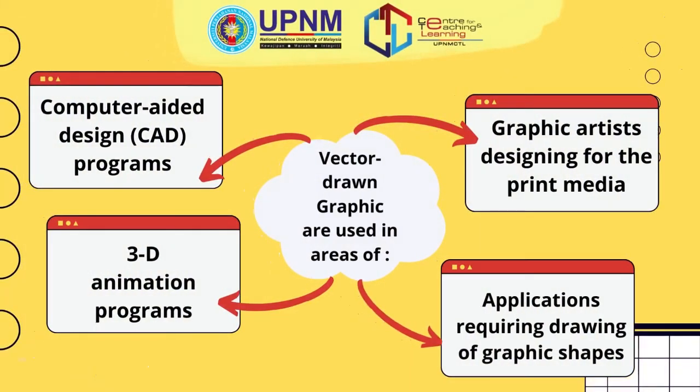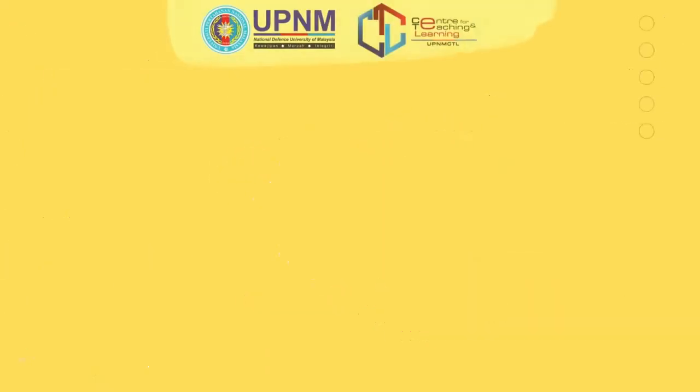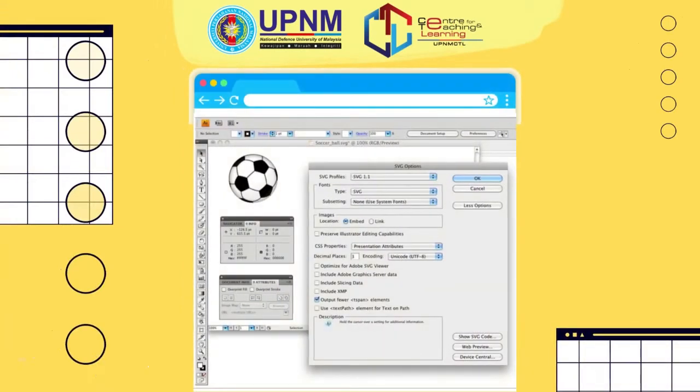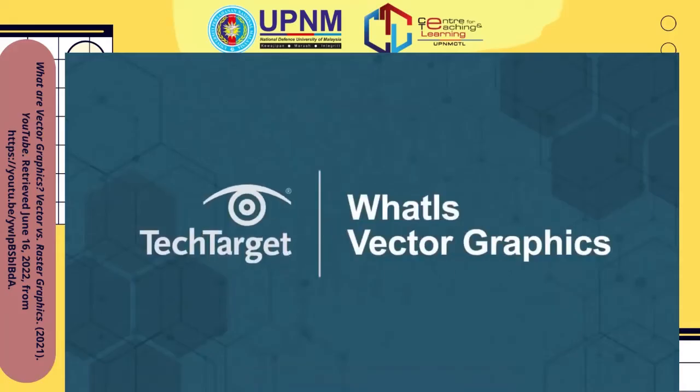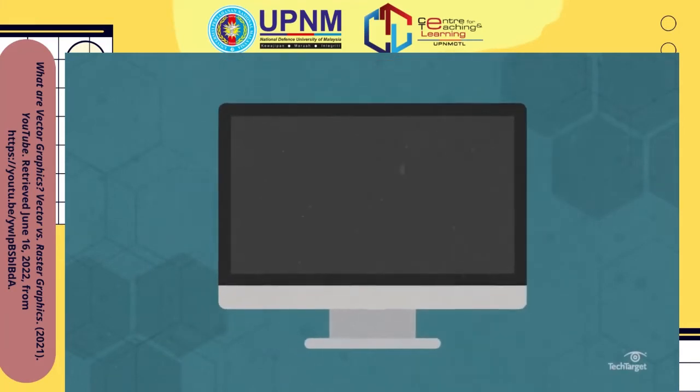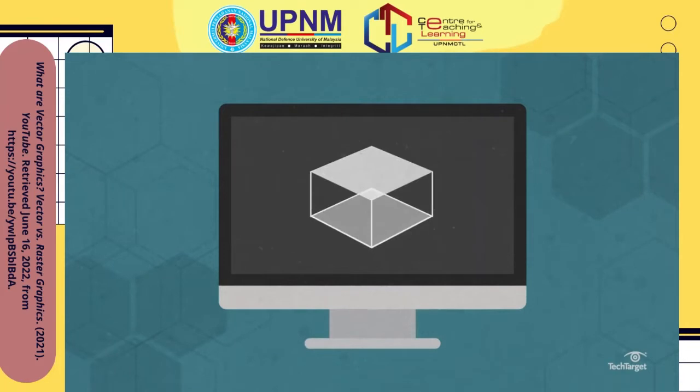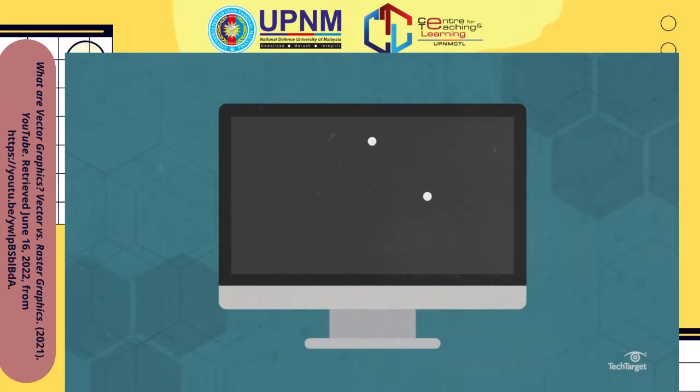Vector-drawn graphics are used in computer-aided design (CAD) programs, 3D animation programs, graphic artists designing for the print media, and applications requiring drawing of graphic shapes. Drawing software such as Adobe Illustrator can save vector graphics in SVG format. Vector graphics are computer images made using a sequence of commands that create lines and shapes in 2D or 3D spaces. A vector graphics file is a sequence of points to be connected, like a game of connect the dots.